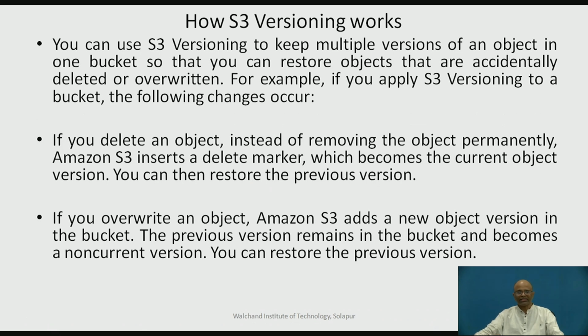So how does S3 versioning work? You can use S3 versioning to keep multiple versions of an object in one bucket so that you can restore objects that are accidentally deleted or overwritten. For example, if you apply S3 versioning to a bucket, the following changes occur. If you delete an object, instead of removing the object permanently, S3 inserts a delete marker, which becomes the current object version. You can then restore the previous versions the way you want.